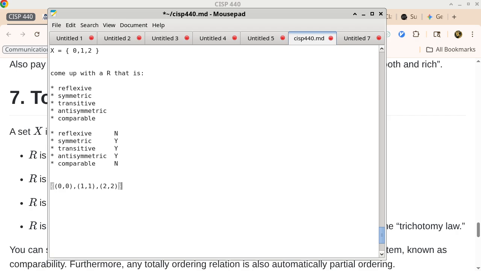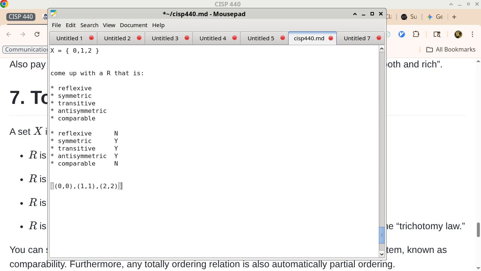Cool. Is it antisymmetric? Yep, it is antisymmetric. E R F and F R E implies E and F are the same. So it does meet that requirement. Is it transitive? It is also transitive. So this is actually partially ordered. So equality is actually partially ordered. In a very strange way, it is partially ordered, even though there's actually no ordering. Are we doing okay so far with all this?